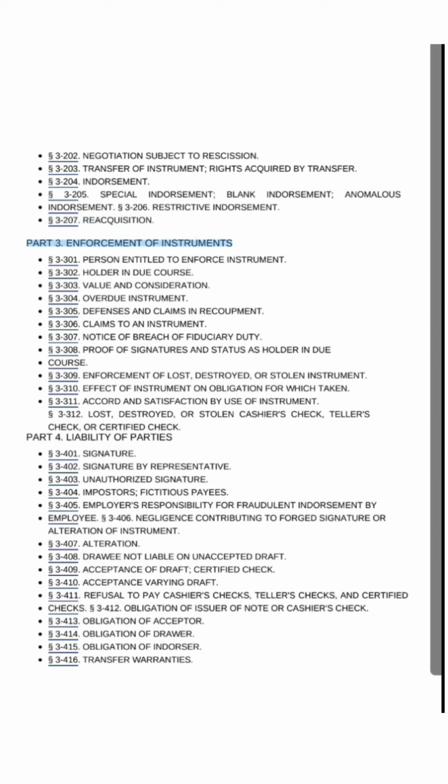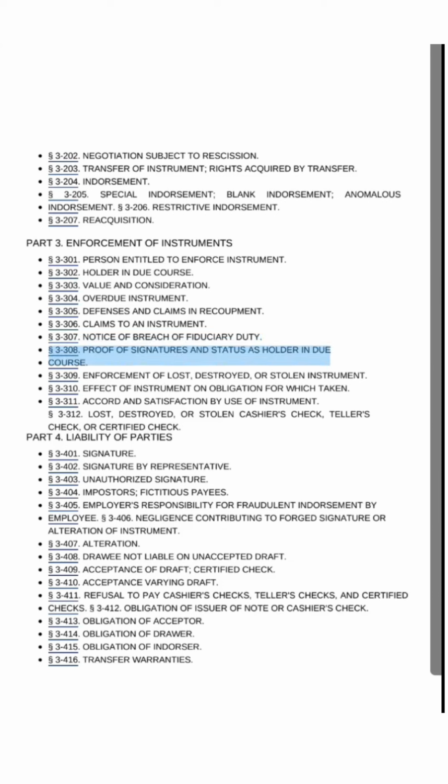Part 3. Enforcement of instruments. 3-301. Person entitled to enforce instrument. 3-302. Holder in due course. 3-303. Value and consideration. 3-304. Overdue instrument. 3-305. Defenses and claims in recoupment. 3-306. Claims to an instrument. 3-307. Notice of breach of fiduciary duty.